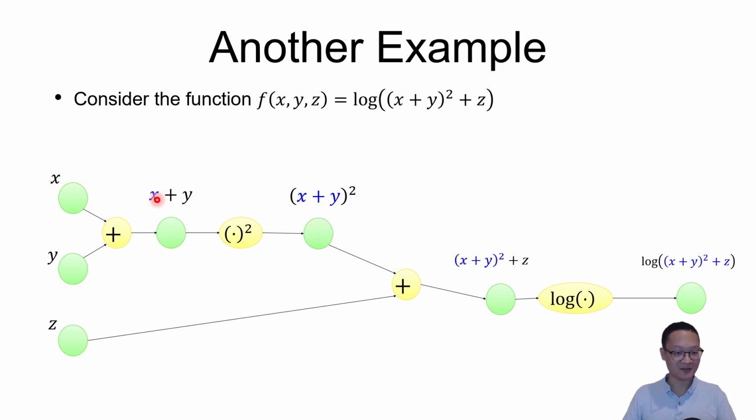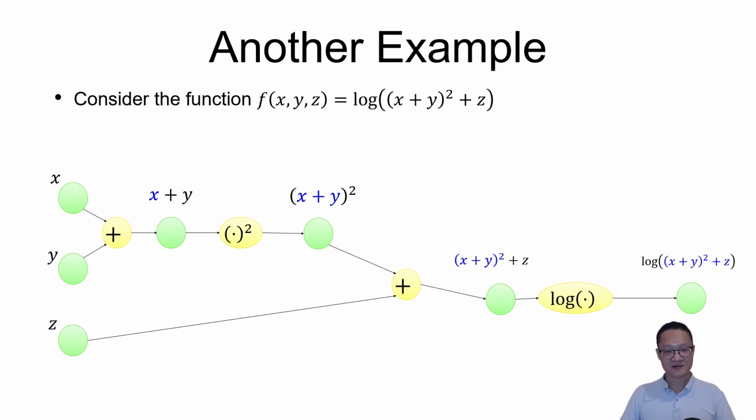I'm highlighting in blue what the operation is applied to. So this squared operation is applied to x plus y. And then the addition operation is applied to this thing plus z, so that gives us the inside here. And finally, we take the log of the entire thing, and that gives us the output.